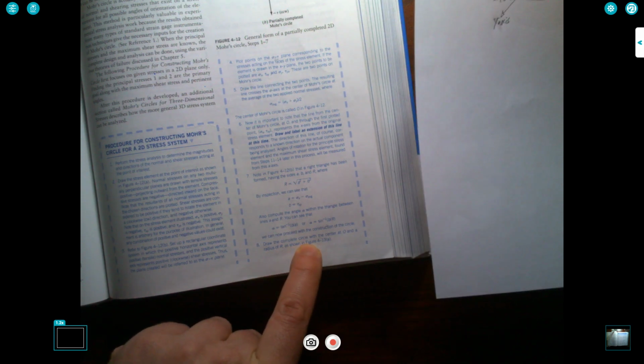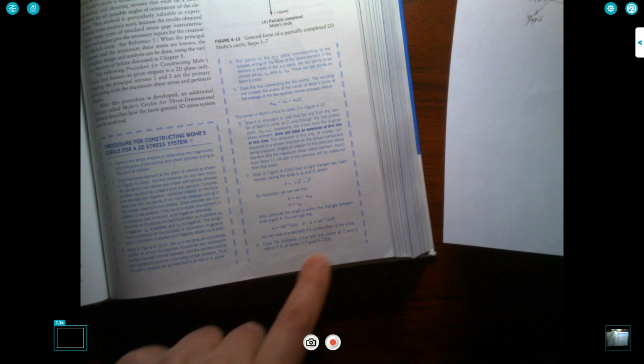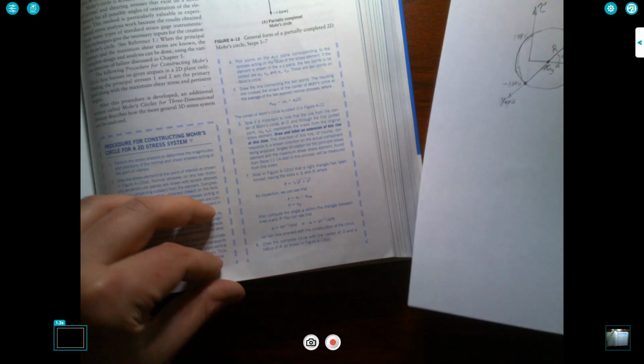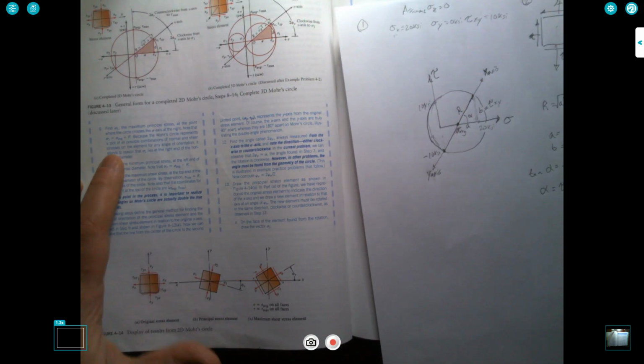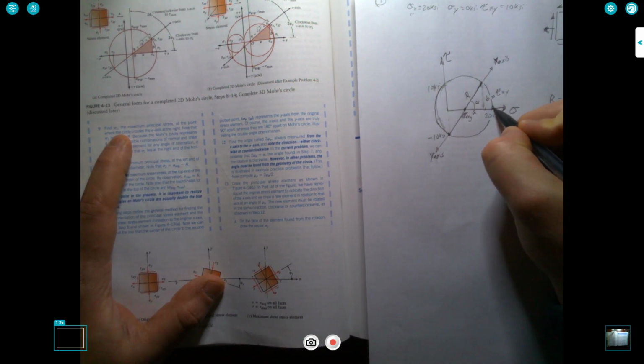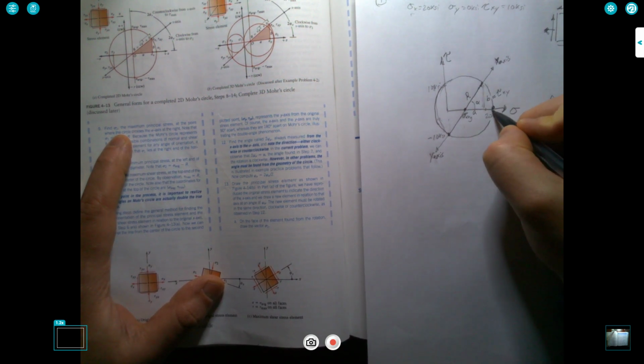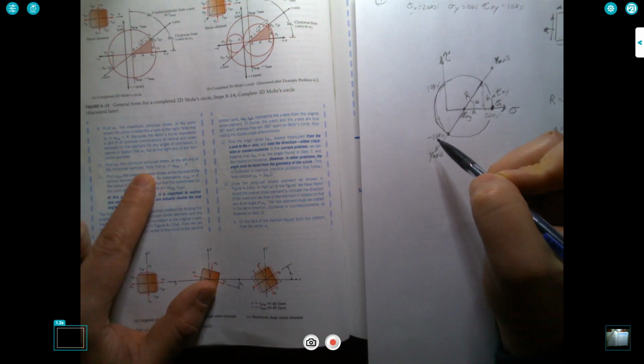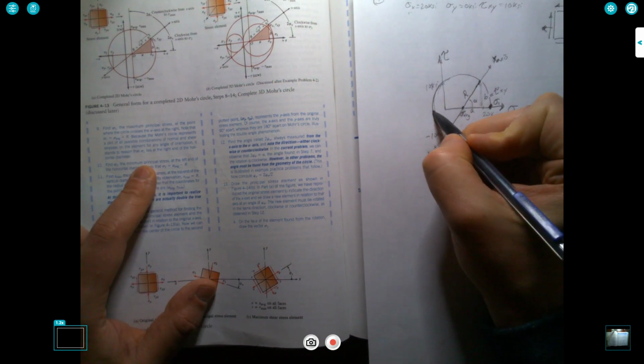Step 8, we want to draw that complete circle, center at our sigma average, and a radius r is shown. So we basically draw that circle. Step 9 is sigma 1, we say, is our maximum principal stress. So that's where it crosses when shear is 0. So when shear is 0, this is sigma 1. And we say sigma 2 is going to be our minimum. So that's really step 10.